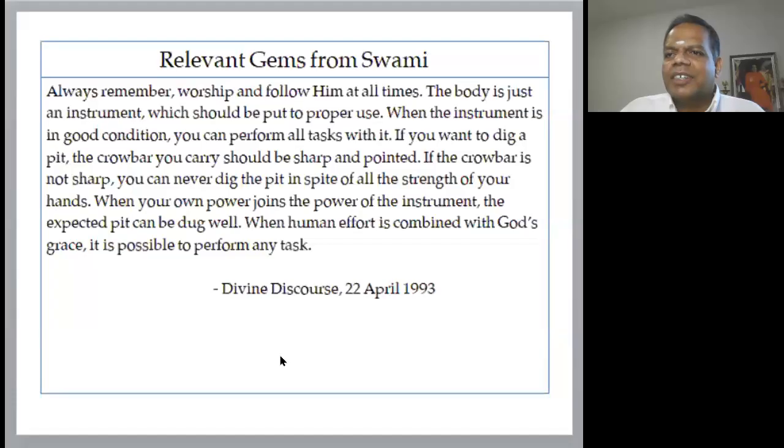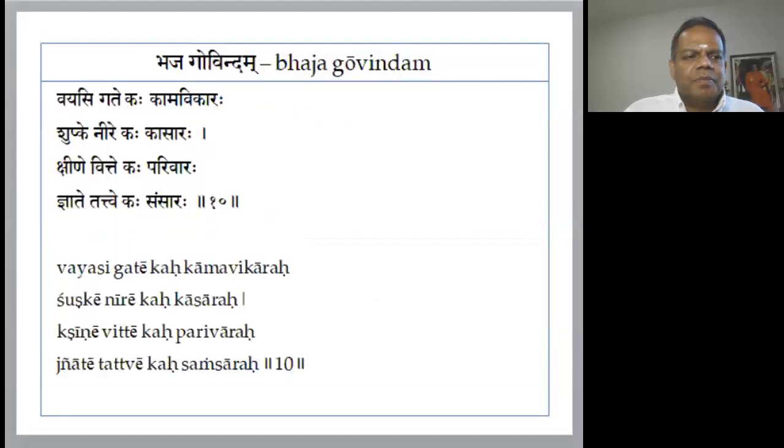So that is the question. That is the topic which the verse has given to us, and Swami has nicely explained it in this discourse. So with that, we will go to the next verse. This is the 10th verse in the Bhaja Govindam.